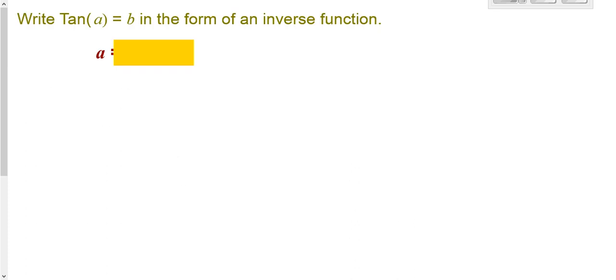Here, you're asked to go ahead and write this in an inverse trig function. Well, what am I going to do to undo tangent? I have to then do tangent inverse. So I take the tangent inverse of tangent, and that gives me, they cancel out, giving me A. And then I'll do the tangent inverse of B. And so I have my inverse trig function.